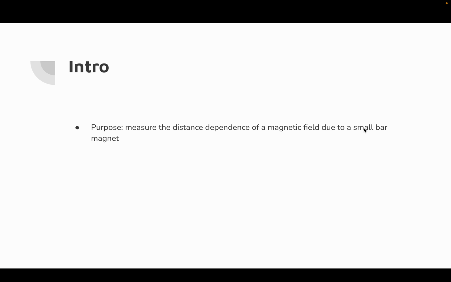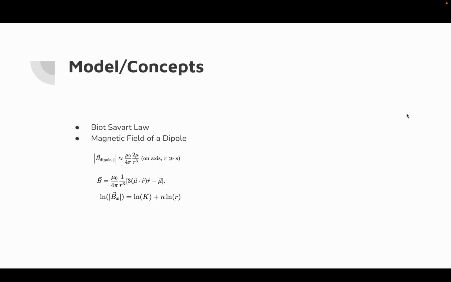A bit of an intro about the lab: the purpose of the experiment is to measure the distance dependence of a magnetic field due to a small bar magnet. Several concepts, models, and equations come into play, including the Biot-Savart law and the magnetic field of a dipole. You can see some of the equations here that tell us how to compute the magnetic field of a dipole. The equation on the bottom is the equation of two of the things we graph, and I'll talk about that later on.